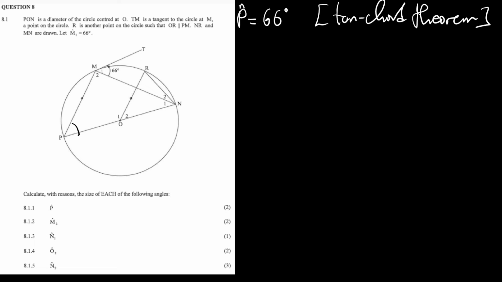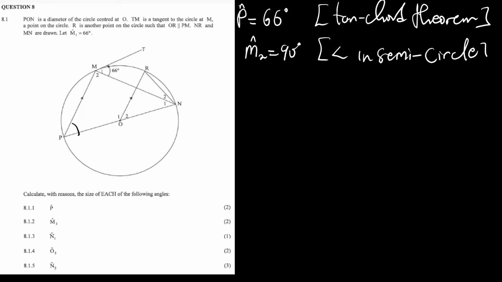Then the next one is to find angle M2. If you check, PN, we are given that it's a diameter. So PN is a diameter, and angle M2 is subtended by the diameter, and the angle that is subtended by the diameter is equal to 90 degrees. So angle M2 is equal to 90 degrees. The reason for this one is angle in a semicircle.